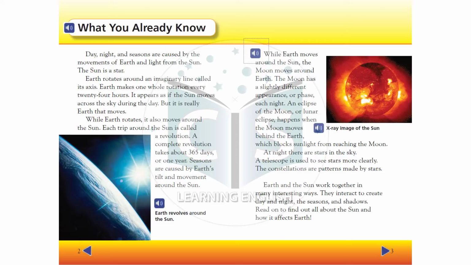At night, there are stars in the sky. A telescope is used to see stars more clearly. The constellations are patterns made by stars.